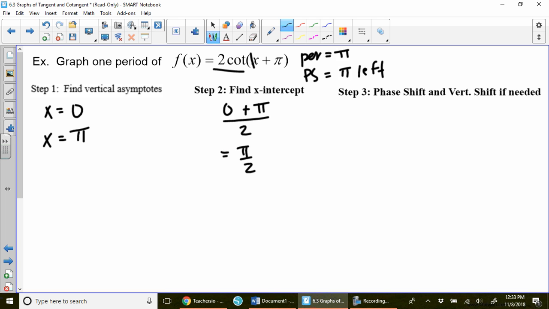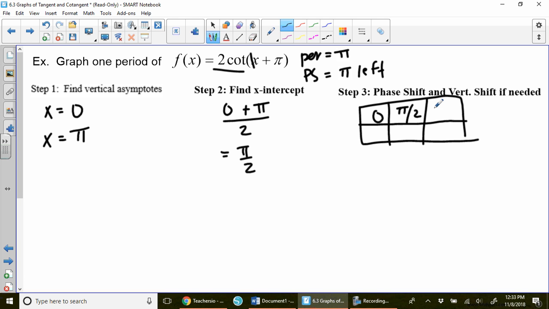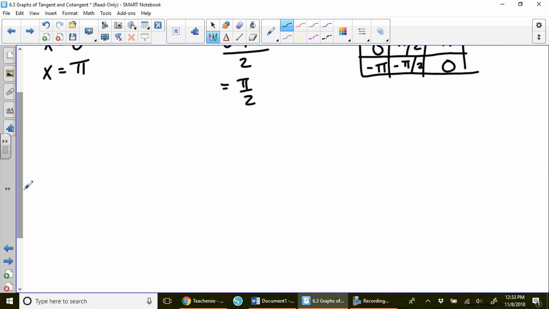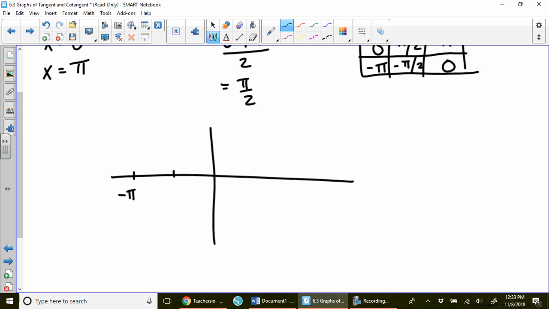Okay, so my 3 points on the cotangent function are 0, pi over 2, and pi, so they're just like our parent ordered pairs, our parent x values, and then I want to shift all of these pi to the left, so that's going to be negative pi over 2, and 0. All right, so once we do that, we are ready to graph. All right, so we have negative pi over 2, and 0.